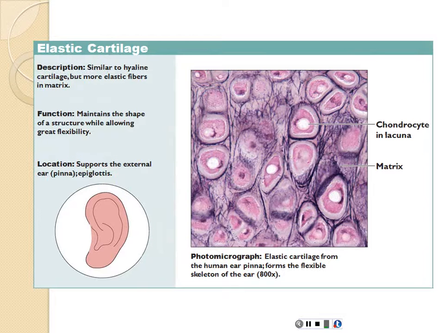Looking at this one, it's not as smooth appearing because of the elastic fibers. That's why it's called elastic cartilage, because it has more elastic fibers. The function of elastic cartilage is to maintain the shape of a structure or organ while allowing great flexibility. We know the ear, we can twist it all around because it's made of elastic cartilage.